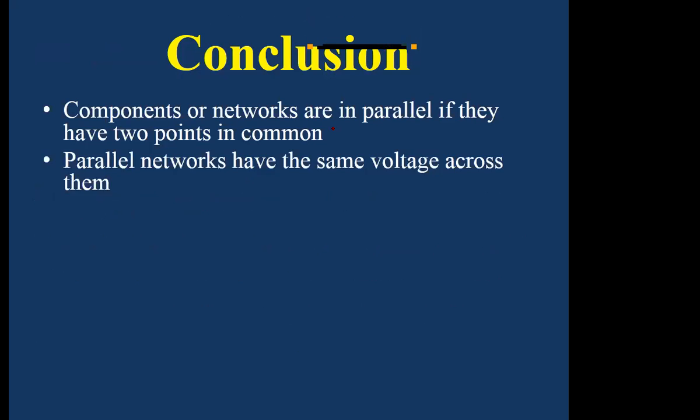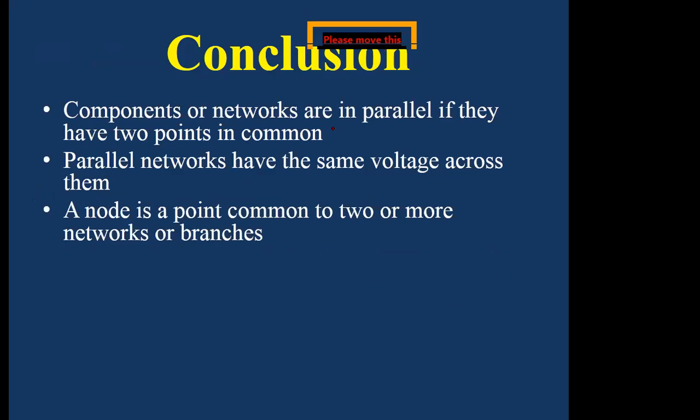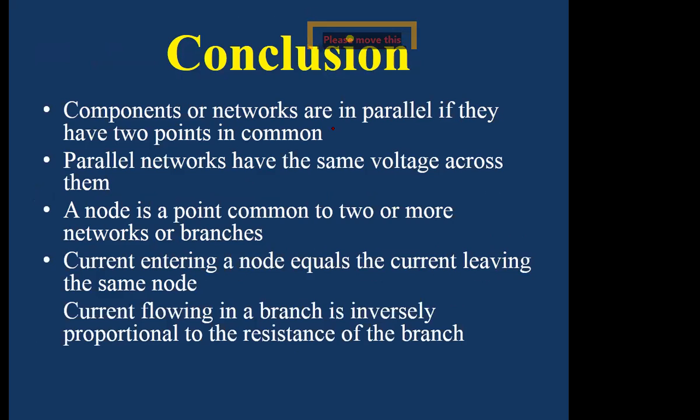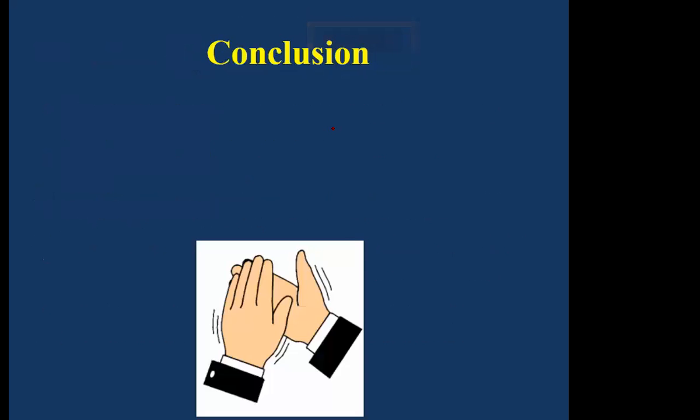So in conclusion, for components in networks in parallel, there are 2 common points. Parallel networks have the same voltage across them. You notice a point which is common to 2 or more networks or branches. Current entering a node equals current leaving the same node. Current flowing in a branch is inversely proportional to the resistance of that branch.